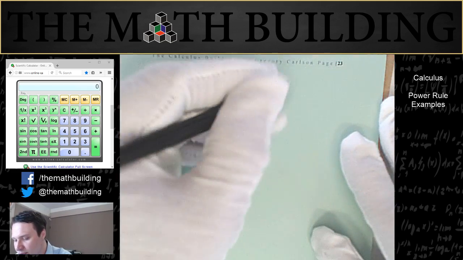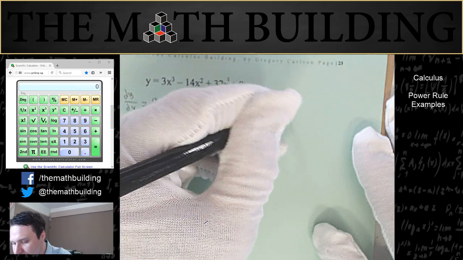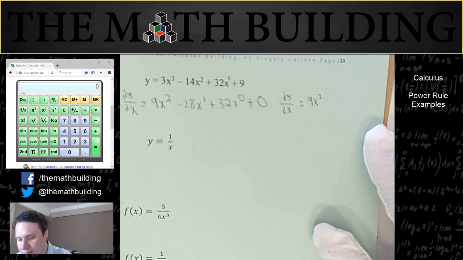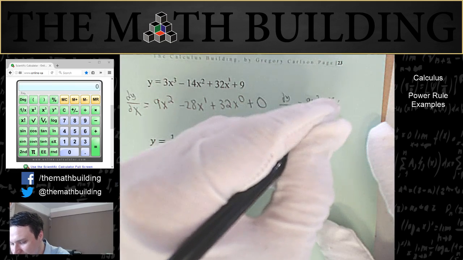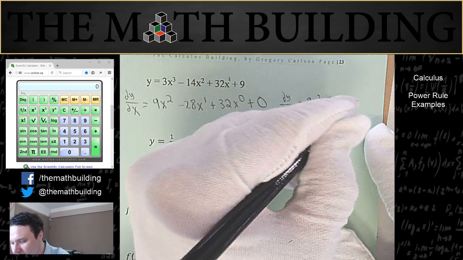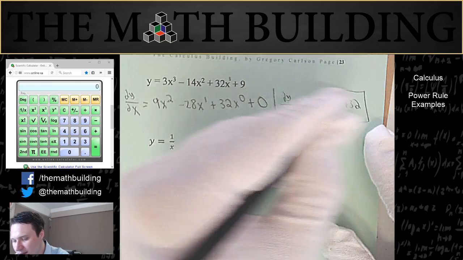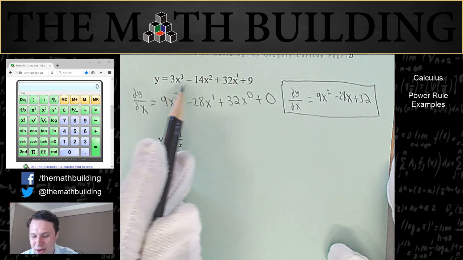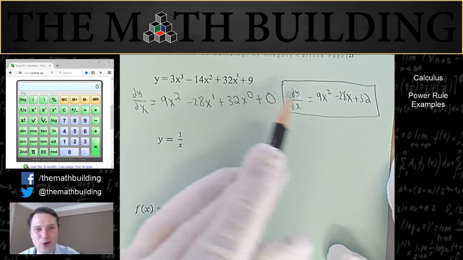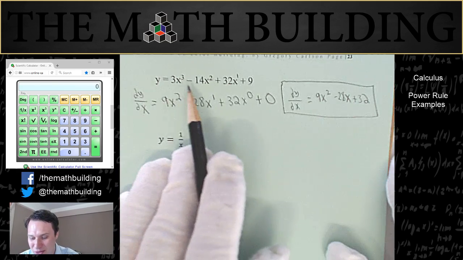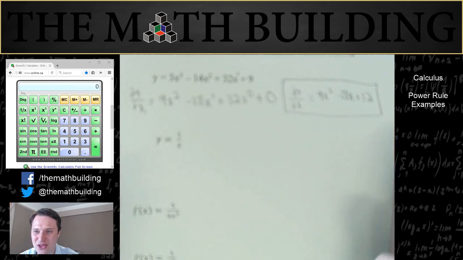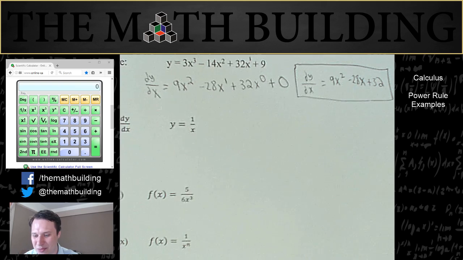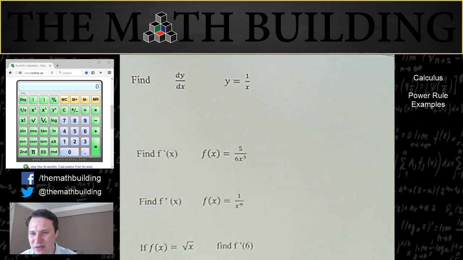So just cleaning that up really quick, dy dx, the derivative of this function would be 9x squared minus 28x plus 32. And that's it. You can pretty much do that in one step in your head. Even though this is a 4-term cubic function, you can pretty much find the instantaneous rate of change anywhere on that function, basically in one step in your head. It's just incredible. So let's find the derivative of 1 over x.